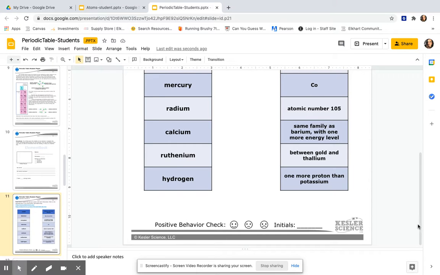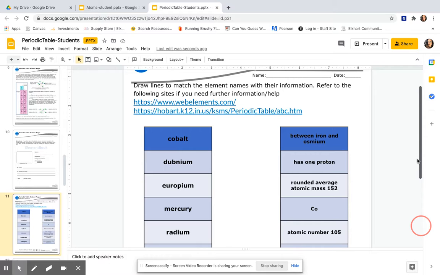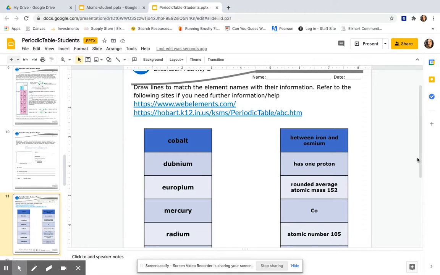Right here, you're going to refer back to your periodic table, and you're going to draw lines to match the element names with their information. You can refer to these sites if you need further information or help.